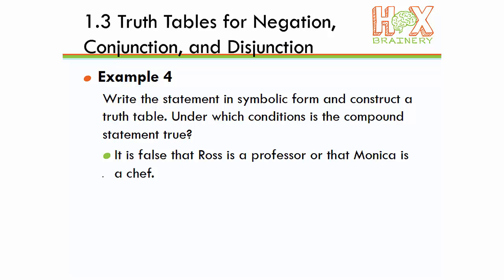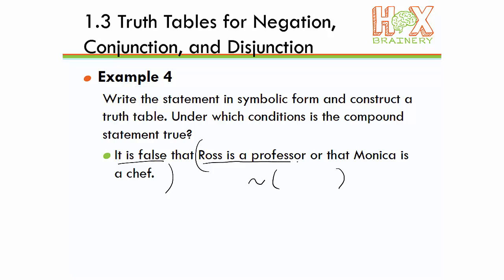Example 4. Write the statement in symbolic form and construct a truth table. And then answer this question. Under which conditions is the compound statement true? So we have: it is false that Ross is a professor or that Monica is a chef. Since the "it is false" comes in the beginning, we're going to end up negating everything after it.